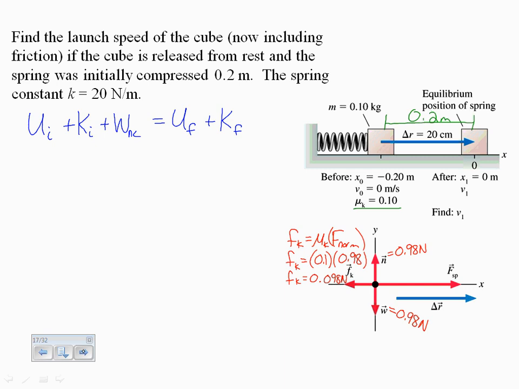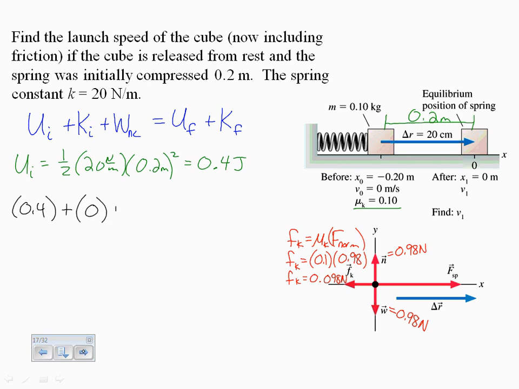So if we plug in our values, we have the same initial potential energy that we had before. That initial potential energy is going to be 1/2 times 20 newtons per meter times 0.2 meters squared, which, just like it gave us before, was 0.4 joules. And initially it's not moving, so the initial kinetic energy is 0. So if we plug in those values, we have 0.4 joules plus the initial kinetic energy of the object, which is 0, plus now we need the work done by friction.